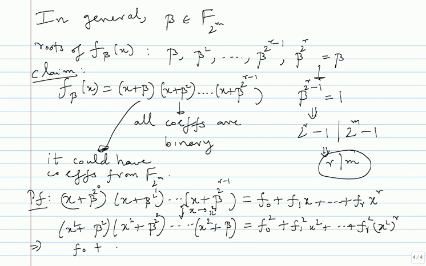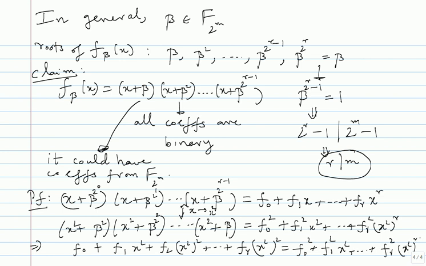f0 plus f1 x squared plus f2 x squared squared plus so on till fr x squared to the power r is equal to f0 squared plus f1 squared x squared so on till fr squared x squared to the power r. Do you see that? So now if you compare term by term, since this is equal always, you can compare term by term and see fi squared will have to be equal to fi, which means all the coefficients are binary. Okay, so it's a little bit of trickery to see how these terms occurred.